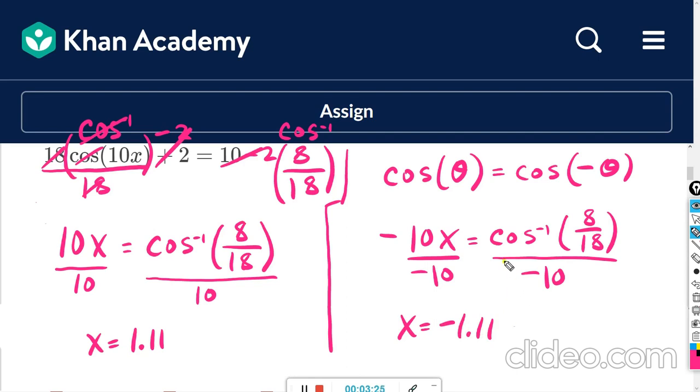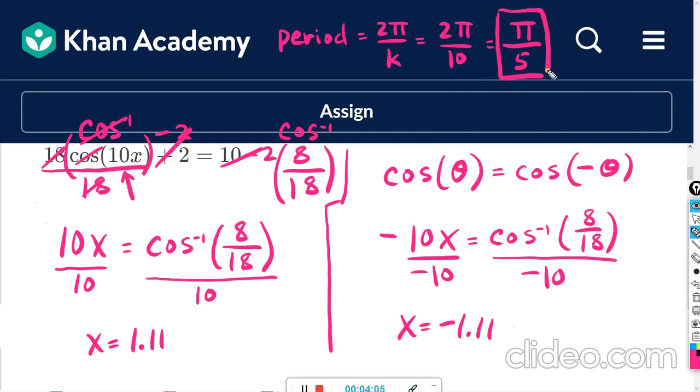And the final step is to find the period. We said the formula for the period is just 2 pi divided by k. And we said k is the coefficient of the angle, so that's the number multiplied by the variable right there. It's just a 10. So it's going to be 2 pi divided by 10. And reducing that fraction, 10 divided by 2 is just 5. And this is just pi over 5, or 1 pi over 5. So that is our period.